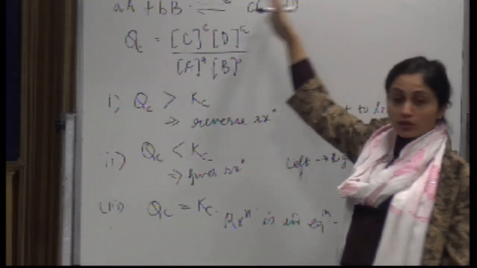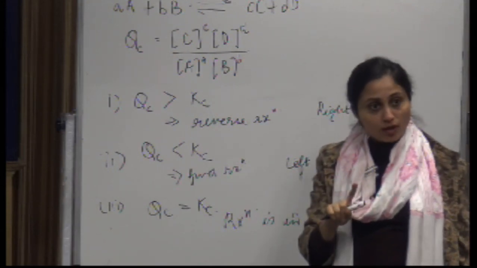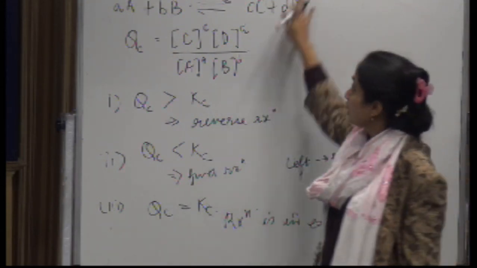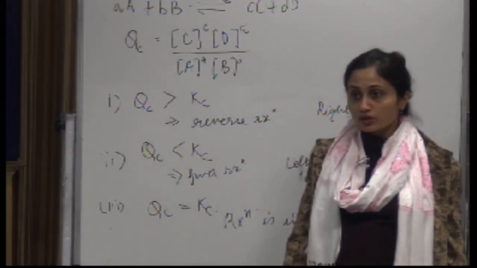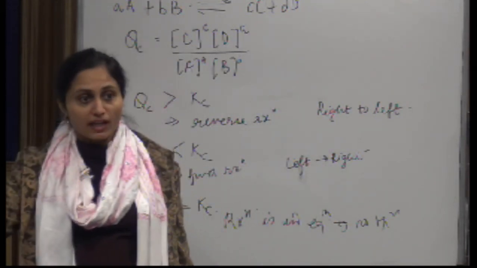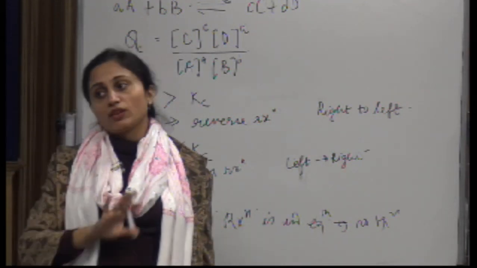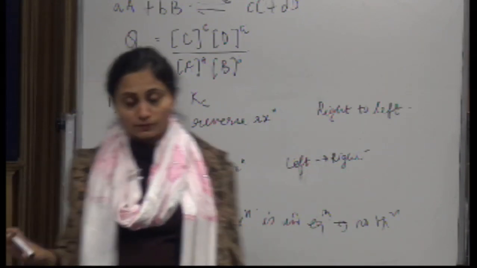Then can you find out Kc here? No. What you can find out is QC. And QC can keep varying from time to time. QC आपका change होता रहेगा. That is called the reaction quotient at a particular stage of time. लेकिन Kc will remain constant for a particular reaction at a particular temperature. ठीक है?